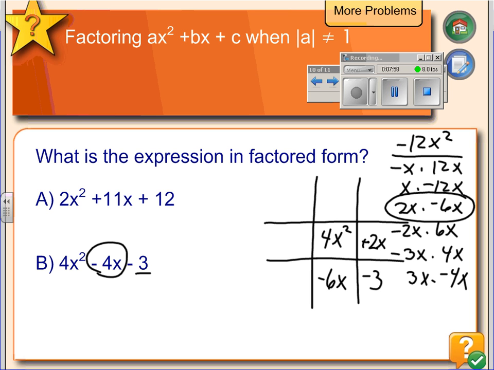And then we take out a GCF. So the bottom row has a GCF of negative 3. Top row has a GCF of 2x. First column has a GCF of 2x, and the last column has a GCF of 1. So 4x squared minus 4x minus 3 will factor as 2x minus 3 times 2x plus 1. And you can check that by FOILing, and it should work.